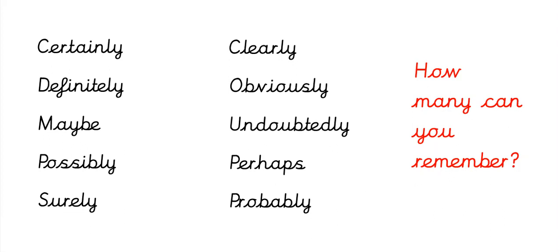So these are your adverbs of possibility, or the most common ones that you will use. So we've got certainly, definitely, maybe, possibly, surely, probably, perhaps, undoubtedly, obviously, and clearly. Okay, so these show how possible something is. So what I would like you to do now is just look at the screen for a few minutes and try and remember all of those adverbs of possibility. Okay, because on the next slide, we're going to see how many you've remembered. So just have a look for a few moments.